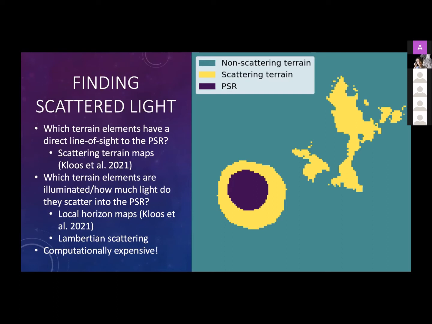Then to determine how much light is being scattered into the PSR, I'm assuming that the moon is a Lambertian scatterer, which basically just means that the amount of light being scattered off the terrain is only a function of the incident angle. This is a simplification, as the moon has been demonstrated to not actually be a perfect Lambertian scatterer, but it is not an entirely unreasonable simplification.